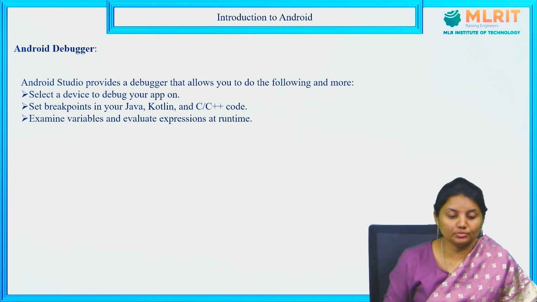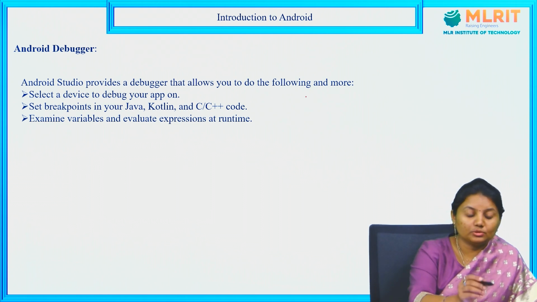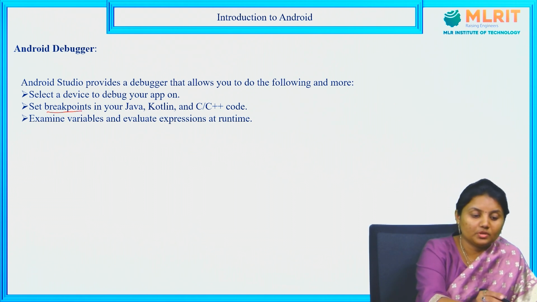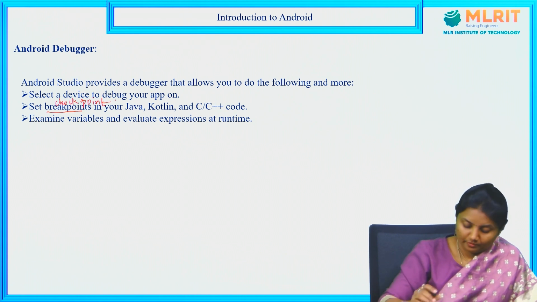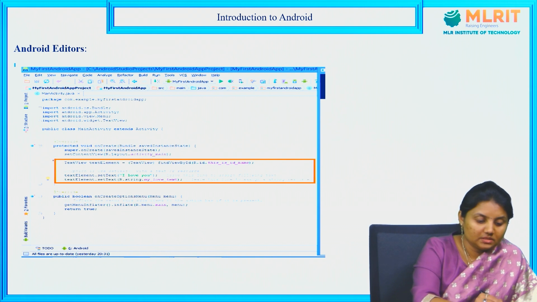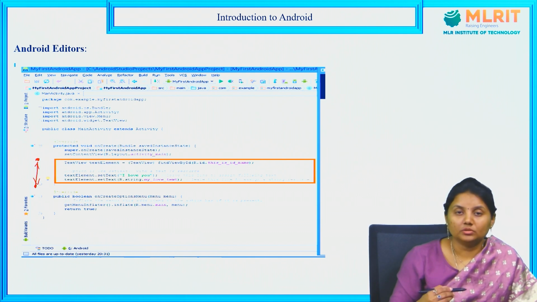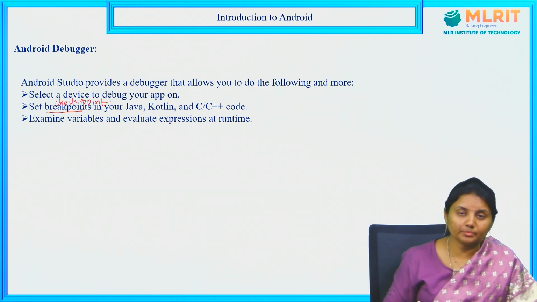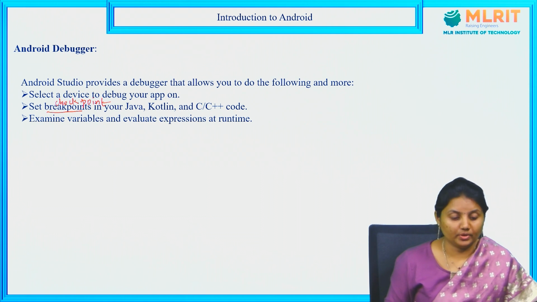The debugger allows us to select a device to debug your app on and set breakpoints. Breakpoints are nothing but checkpoints. Checkpoints means, suppose you have a code like this. I have given a checkpoint from here, and another checkpoint here. So in between these two checkpoints, how the data is getting, how the code is getting processed, that can be checked by the debugger. A checkpoint can also be known as a breakpoint.